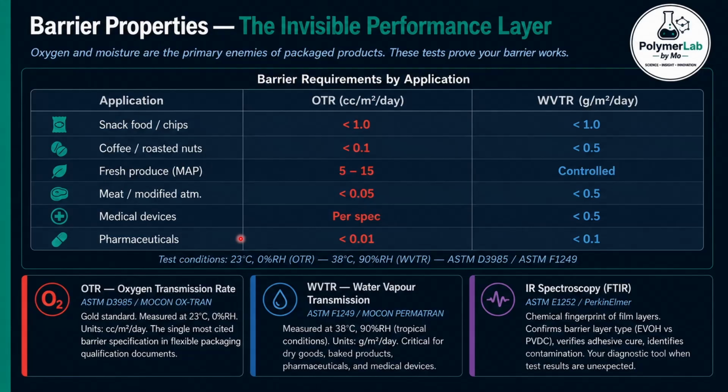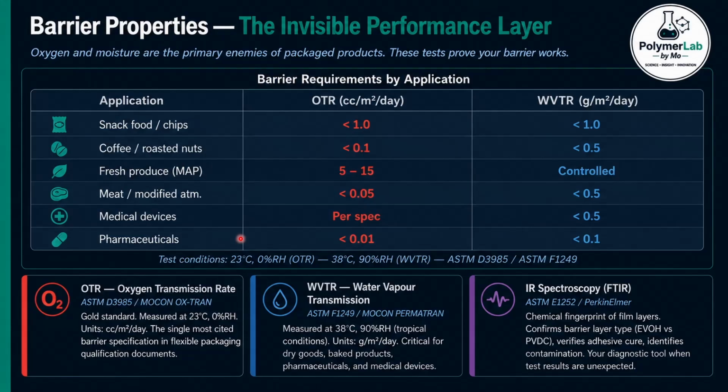The OTR test is run on a Mocon OX-TRAN or equivalent instrument at 23 degrees Celsius and 0% relative humidity. WVTR is typically measured at 38 degrees and 90% relative humidity, tropical conditions, to get the worst case measurement for products that will be distributed in warm, humid climates.